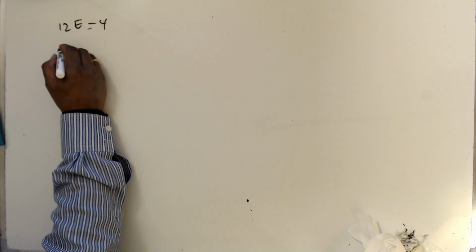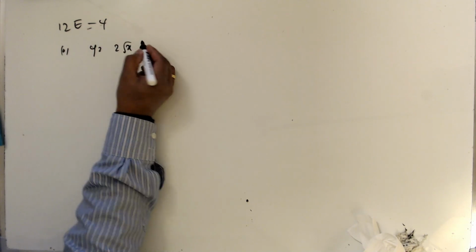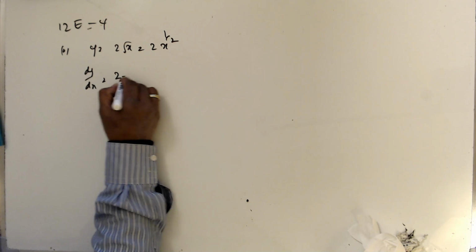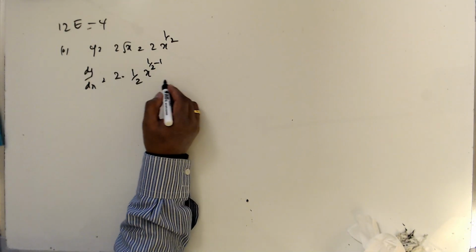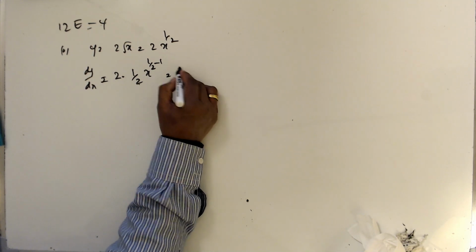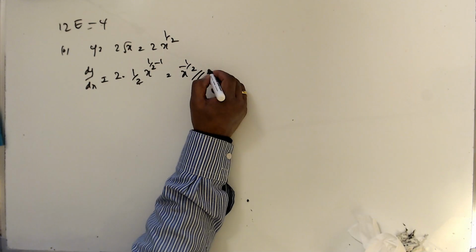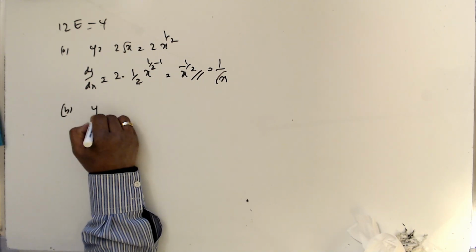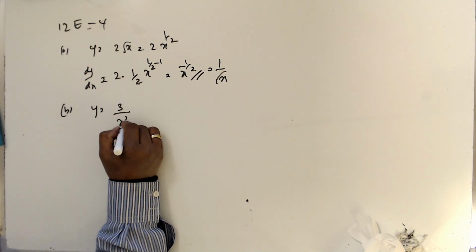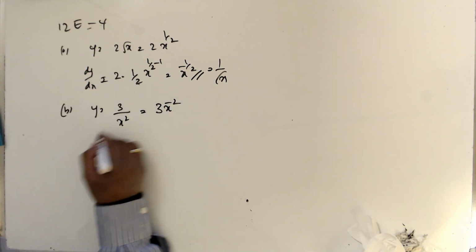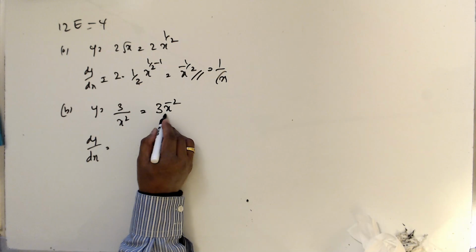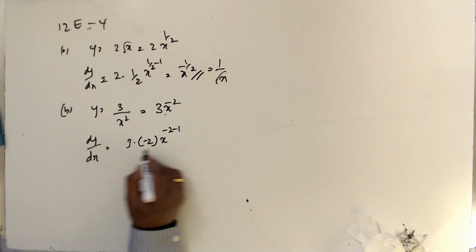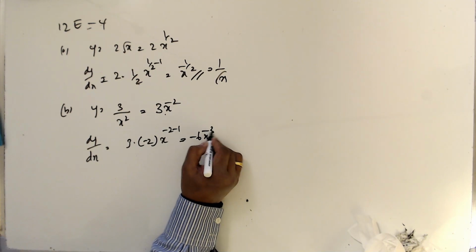Number 4, a: y equals square root x, or y equals x to the half. So dy over dx is half times x to the half minus 1. So this is x to the minus half, the final answer. You can write 1 over root x as well. B: y equals 3 over x squared, which is 3x to the minus 2. So dy over dx is 3 times minus 2 times x to the minus 2 minus 1. So this is going to be minus 6x to the minus 3.